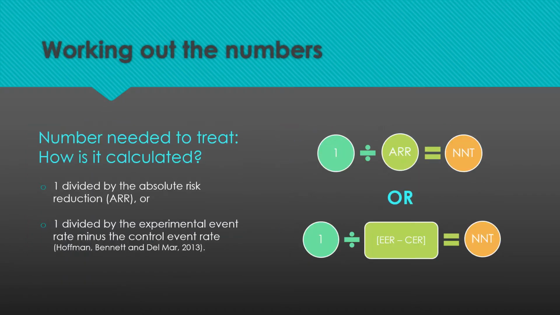So how is the number needed to treat calculated? Firstly, the absolute risk reduction must be calculated, and this is calculated as the rate of a specific event occurring in the experimental group minus the rate of that same event occurring in the control group. Then 1 is divided by the absolute risk reduction to give us the number needed to treat. To calculate the number needed to harm, the absolute harm increase is substituted for the absolute risk reduction.